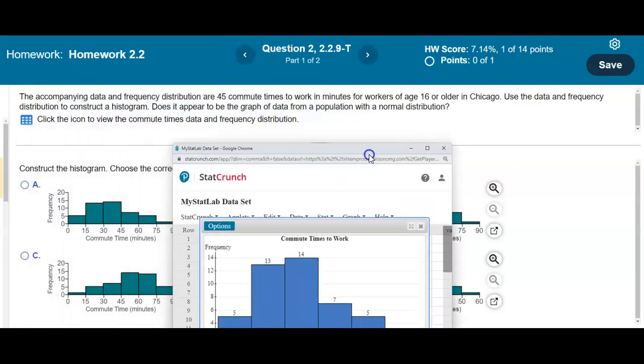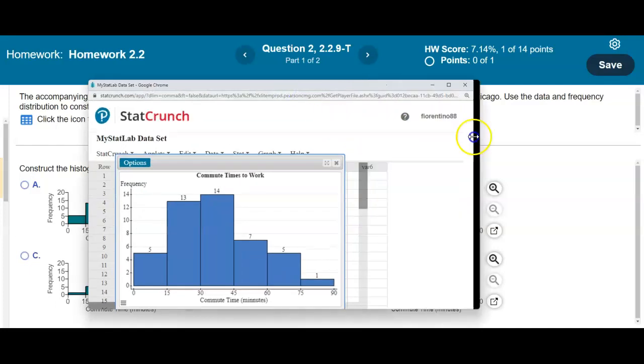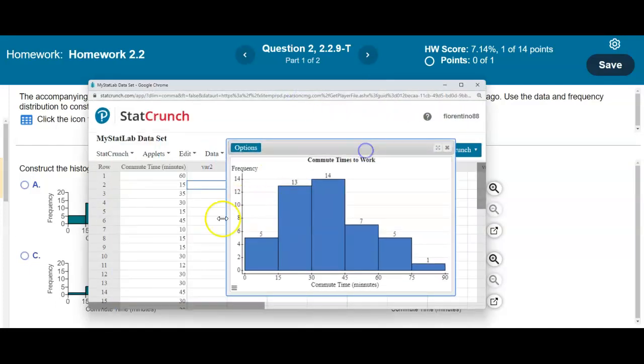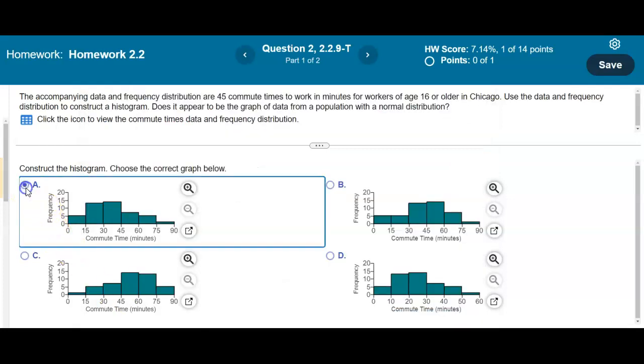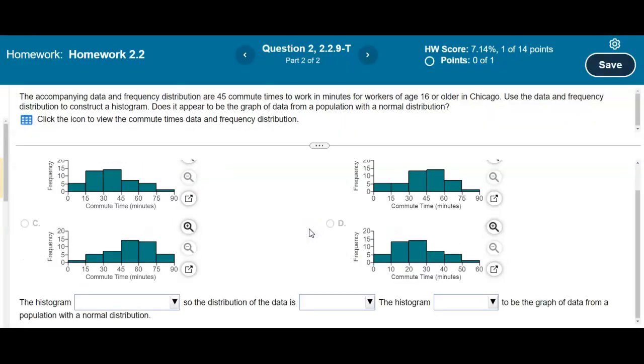Now, how do we decide whether it's A or D? Let's take a look at our data. If we look at our data, it either ends in a 5 or a 0. Therefore, we can say that the width is going to be 15. We're going to select A, check our answer, and that is our result.